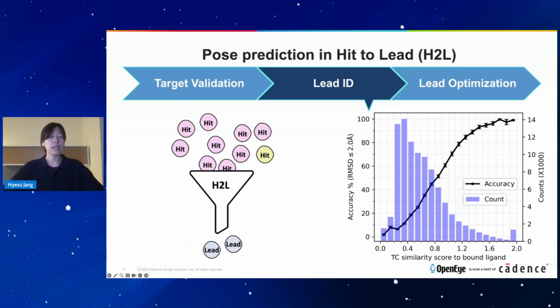In lead ID, hits either from high-throughput screening or virtual screening are evaluated to identify promising lead compounds. And if you know how hits bind to the binding site of your target, it can be a great guidance in figuring out which one should be the lead compounds that we would want to process further. But unlike the congeneric series in lead optimization, hits are chemically very diverse.